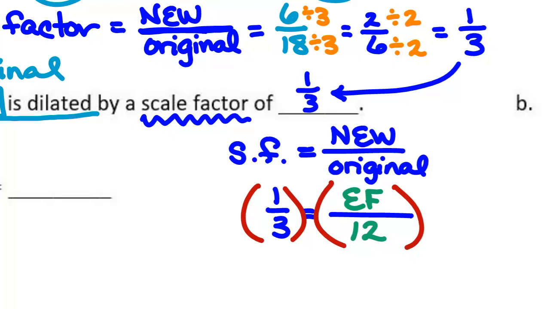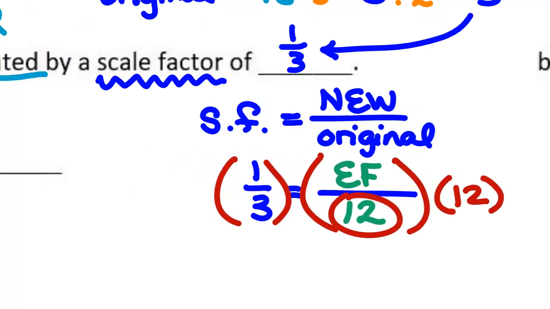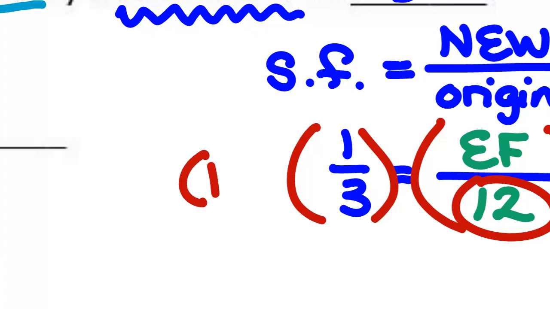What we want to multiply by, when I want to get rid of a fraction, I have to multiply by whatever's on the bottom of the fraction. EF is the thing I want to get alone. What's on the bottom of that fraction? 12. So I have to multiply both sides by 12. Both sides, left-hand side of the equal sign and right-hand side of the equal sign.